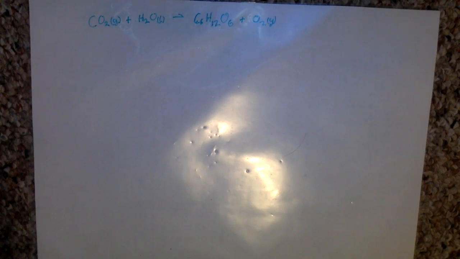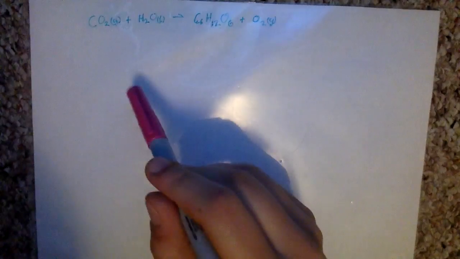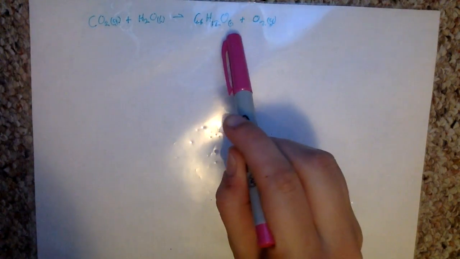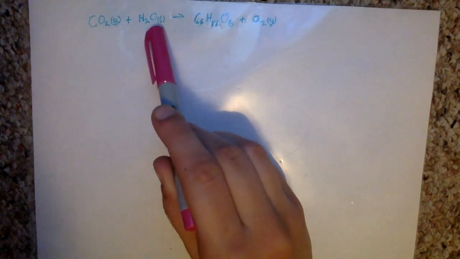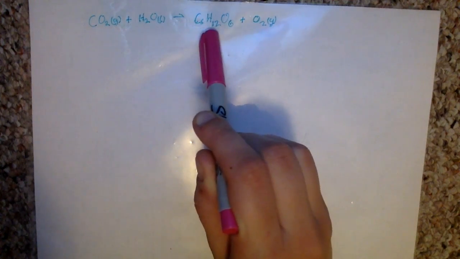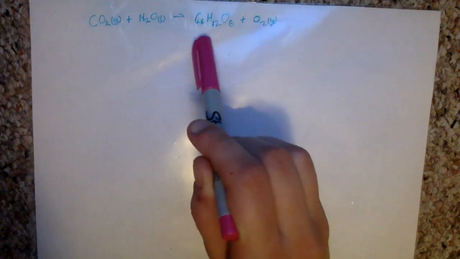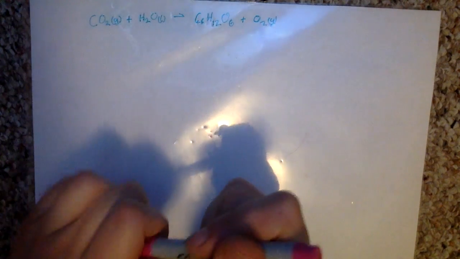Suppose you were asked to find the enthalpy of a reaction. There are several steps to doing this. The first, as it is with many steps in chemistry, is to make sure that you start with a balanced equation. Here, we have the equation for photosynthesis. We have CO2 gas plus H2O in liquid form reacting to form C6H12O6, or a glucose molecule, plus oxygen gas.